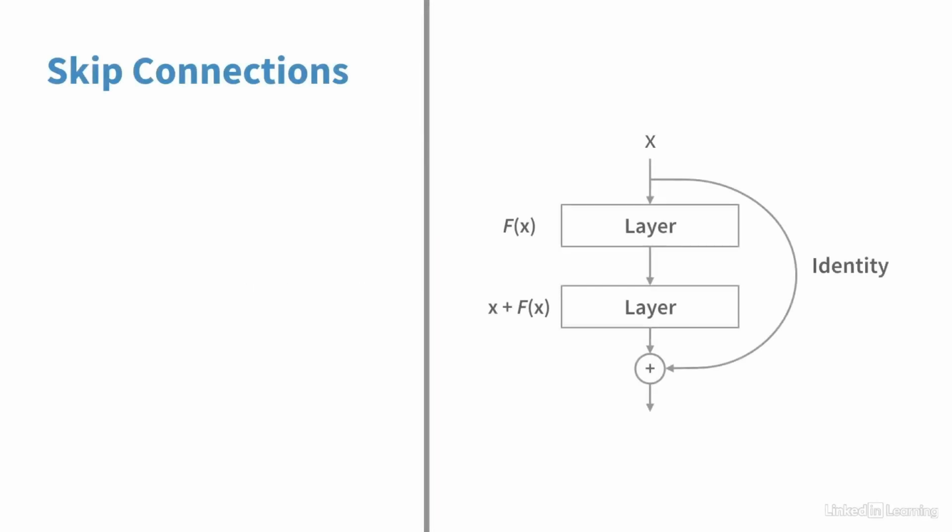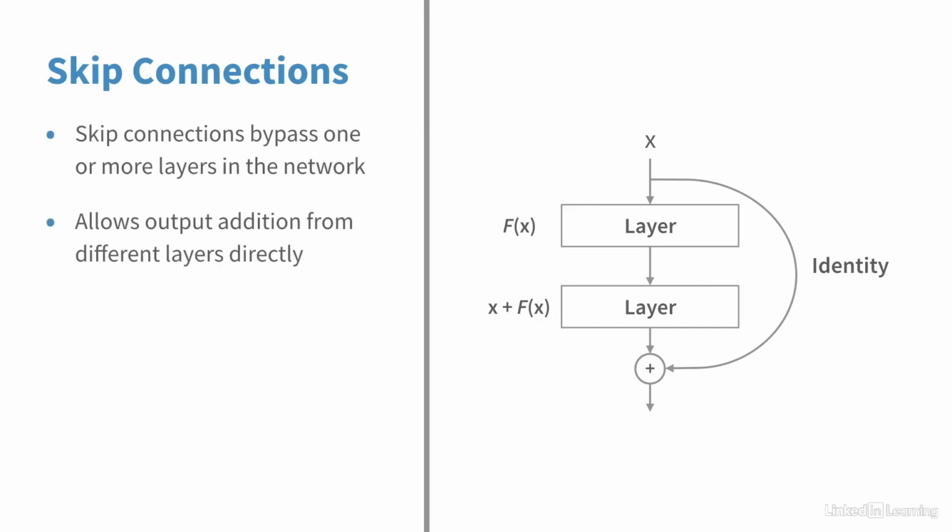Skip connections, which are also known as shortcut connections or residual connections, are the backbone of ResNet's architecture. These connections bypass one or more layers in the network and allow for the output of a layer to be added directly to the output of another layer further down the architecture. The skip connection allows the gradient to bypass several layers and directly flow to the earlier layers. This preserves the gradient signal and improves training efficiency and performance.